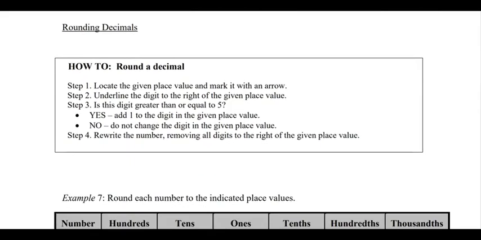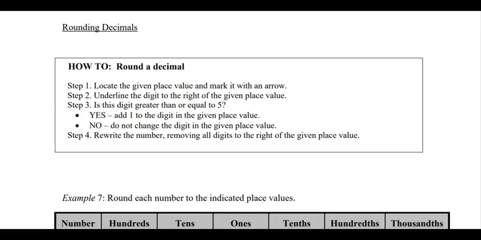The last part of this lecture is how to round the decimal. So again, we're going to start with a rule. It's very similar to what we used to do when we rounded whole numbers, with a slight modification. So in step 1, when you round the decimal, locate the given place value and mark it with an arrow. Underline the digit to the right of the given place.